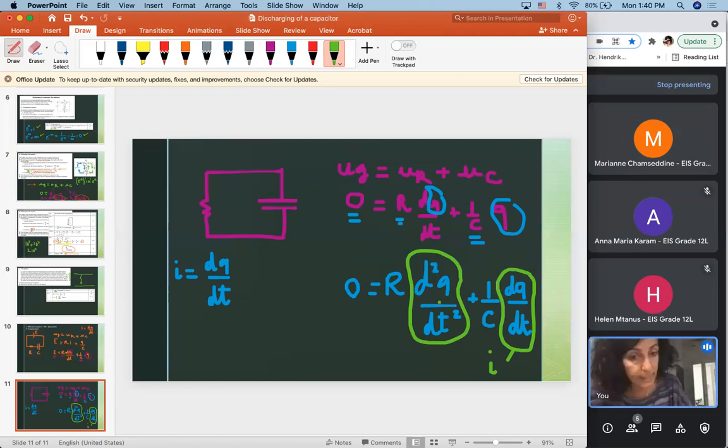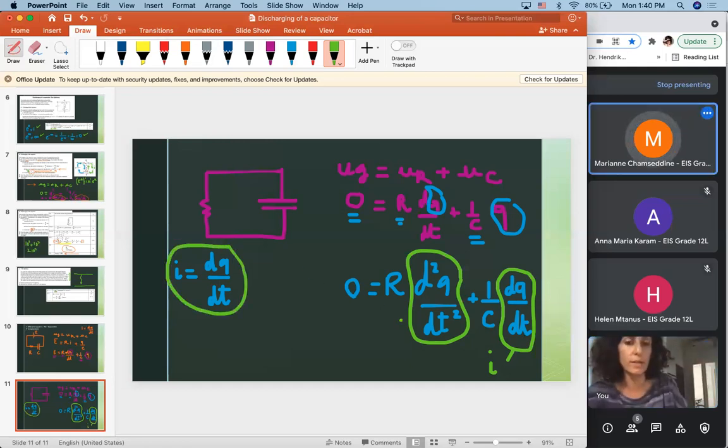Listen, this is not a squared function. This is another function. I did dq over dt, then took the derivative of it again. So if this one is I, the derivative becomes di over dt. It's like I'm doing a double derivative. So I is dq.